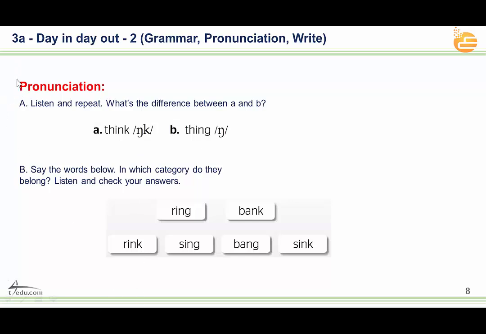Pronunciation. A. Listen and repeat. What's the difference between A and B? A. Think. B. Thing. B. Say the words below. In which category do they belong? Listen and check your answers.